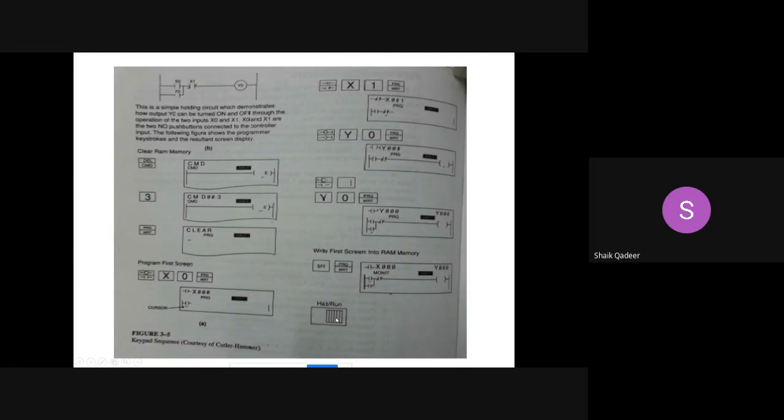I repeat, when a question on programming format is asked, write these steps. First one, clear existing RAM memory of PLC. Second one, write your program as per the application given to you. Then third one, write this written or edited program into PLC memory, and after that run the program. Hope it is clear to everybody, the 4 steps of programming.